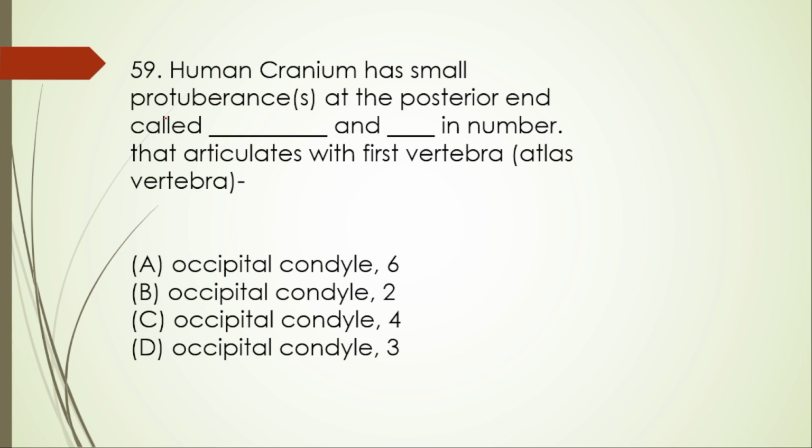59th one. Human cranium has a small protuberance at the posterior end called dash, and dash in number, that articulates with the first vertebra, that is atlas vertebra. A, occipital condyle 6; B, occipital condyle 2; C, occipital condyle 4; D, occipital condyle 3. Here the right option is option B, occipital condyle, and 2. Human cranium has small protuberance at the posterior end called occipital condyle, which is 2 in number.